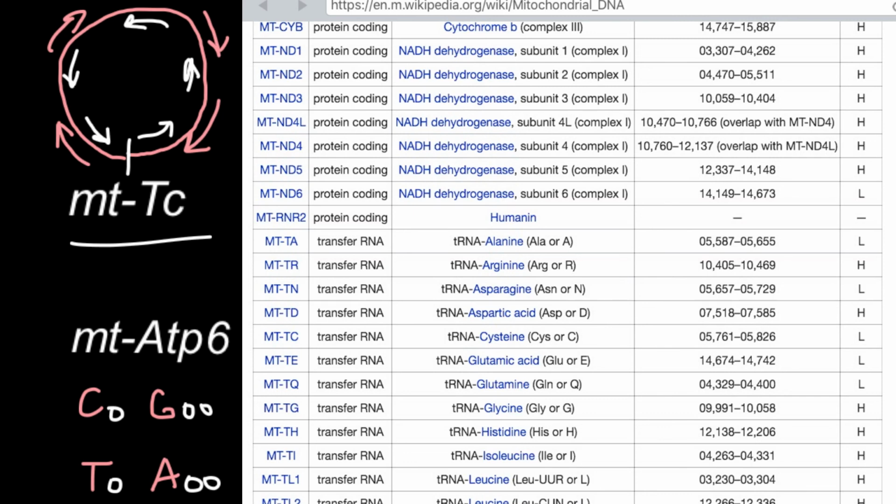Now I hope you will be better able to understand such abbreviations and also be able to use them, and at least know where to look up what amino acid a mitochondrial transfer RNA stands for.